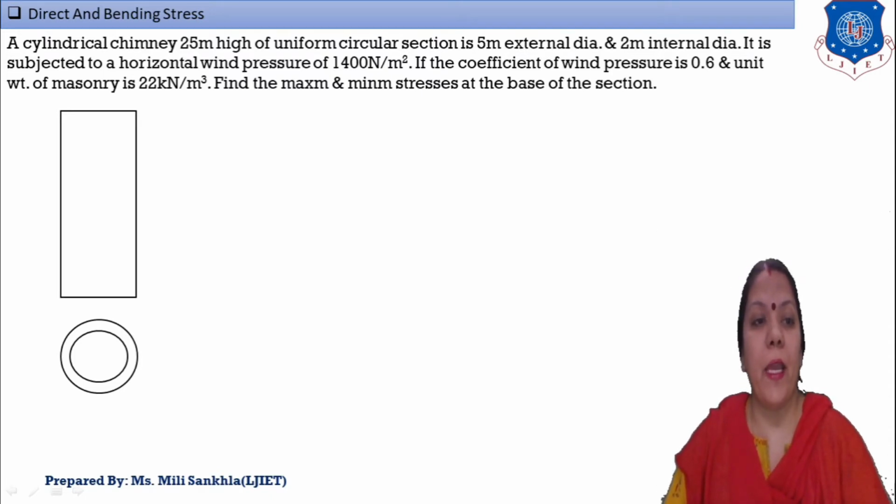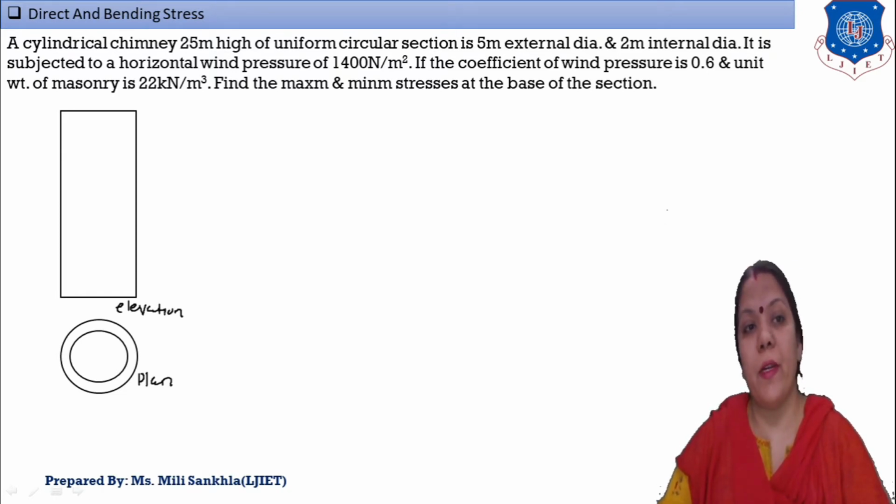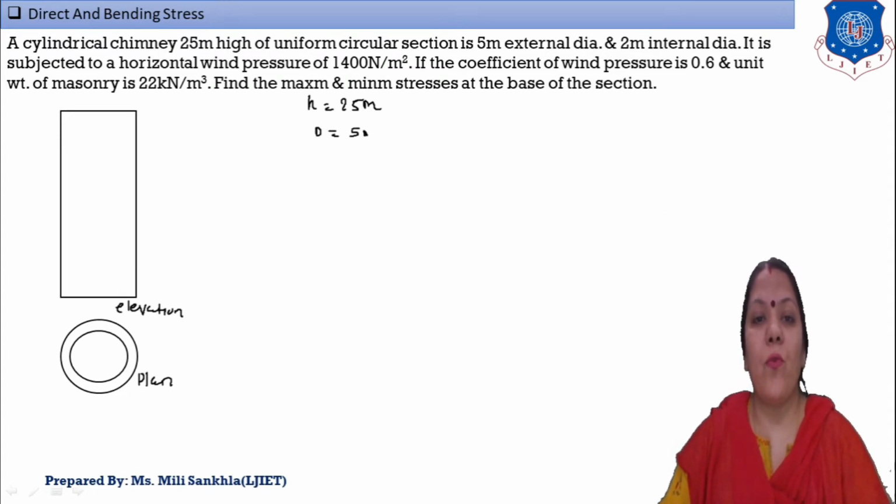Here I draw the elevation of the chimney and this is the plan of the chimney. Now one by one, mention the given data. First, H is equal to 25 meter. Then capital D is equal to 5 meter. Then small d is equal to 2 meter.